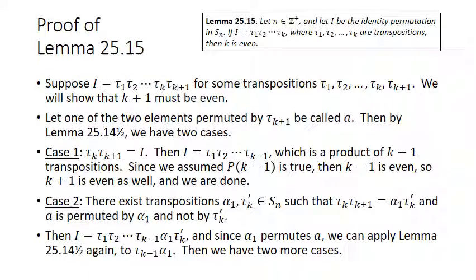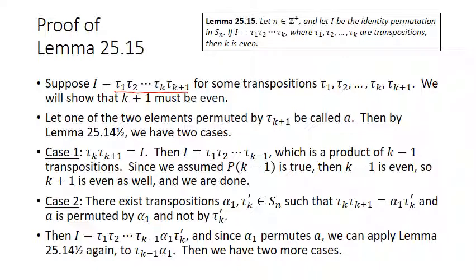Okay, so we suppose that I is the product of k plus 1 transpositions, and we're calling the k plus 1 transpositions this, so we're calling them all tau. I guess tau is the Greek letter T, so that actually stands for transposition. So we're going to try to show that k plus 1 must be even. Okay, so here's where we're going to start. We're going to start at the end.